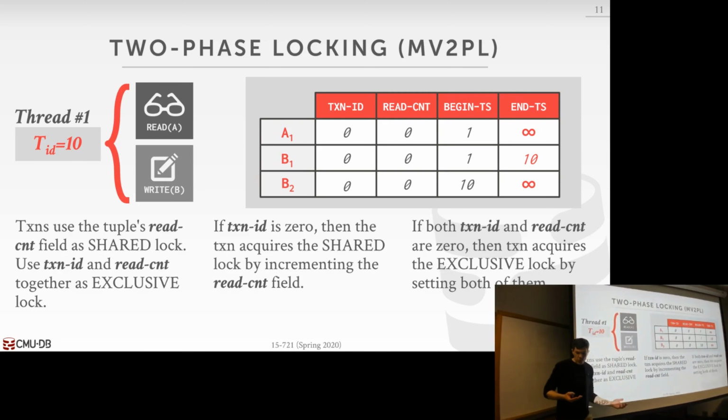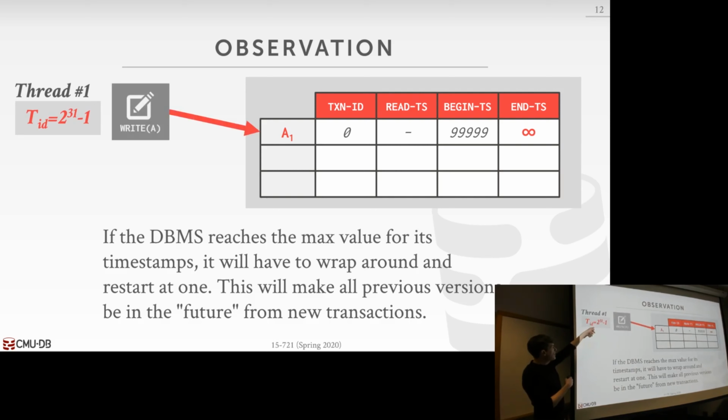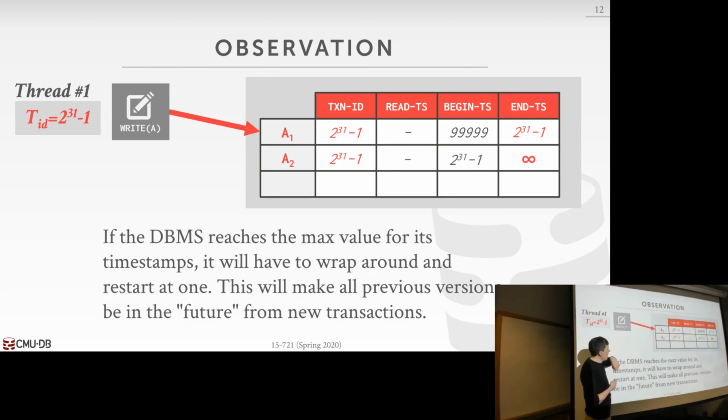And what's going to happen if you get to the end of transaction IDs? You wrap around, right? And then you start to have problems. All right, so let's say that we have a simple table with one tuple, and we have this one version here. So we have some transaction that's going to get transaction ID 2 to the 31 minus 1. So it does the write on A, sets the transaction ID, does all the lock stuff that we just talked about, and then it creates a new version here, and that sets the range now to be 2 to the 31 minus 1.